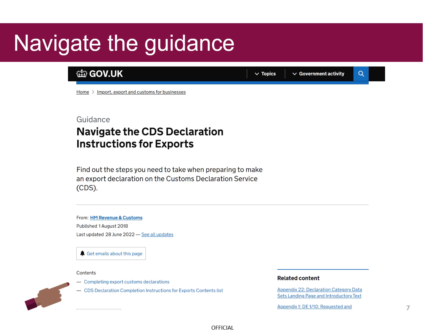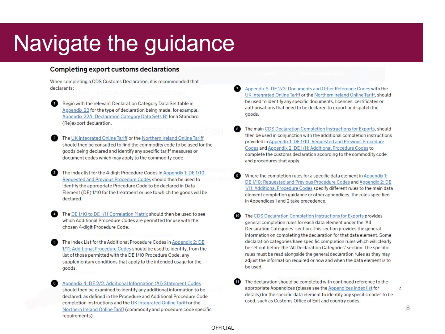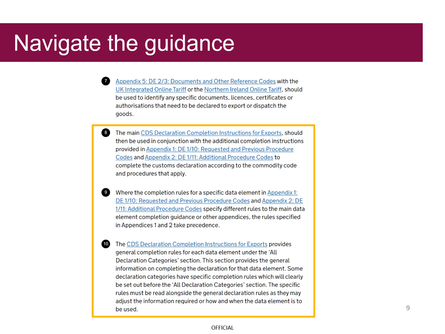Grayson needs to ensure he is on the Navigate the CDS Declaration Instructions for Exports page. If Grayson scrolls down, he will see the 11 steps he needs to follow. Steps 8, 9 and 10 relate to filling out his customs declaration. Grayson needs to find all the other relevant data element information and codes needed to complete the customs declaration for exports.